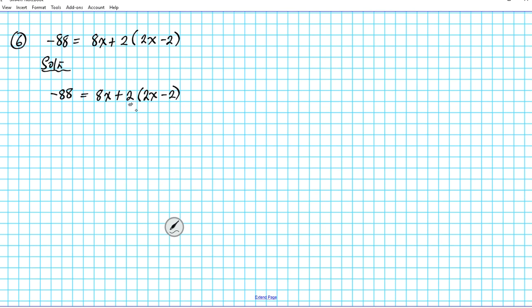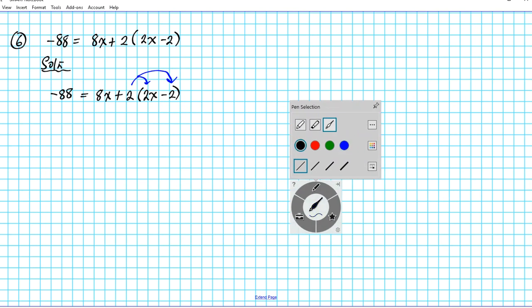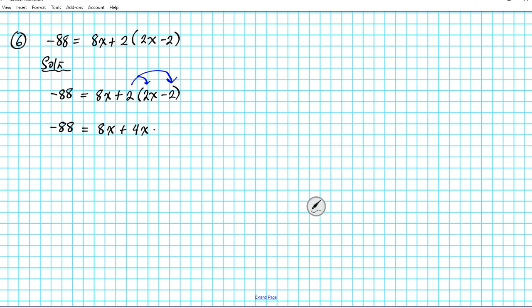Now first things first, let's go ahead and get rid of this parenthesis here. To do that, we're going to distribute 2 to 2x and negative 2. Okay? Now let's carry out that step. It's going to yield negative 88 is equal to 8x plus 2 times 2x is 4x, and then 2 times negative 2 is negative 4.